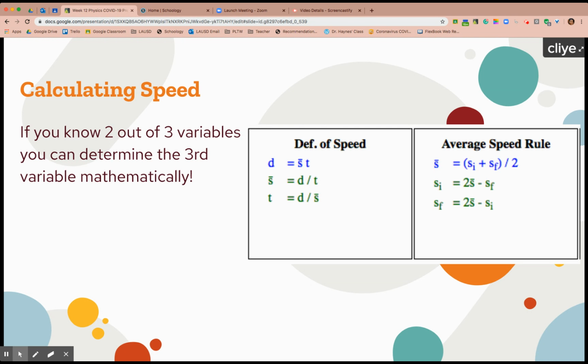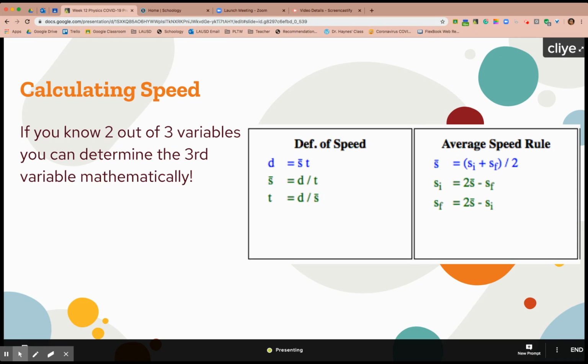And this is how you calculate speed. If you have a problem where you have 2 out of the 3 variables, you can determine the third variable mathematically. For average speed specifically, you see the S with the line at the top. If you know the average speed and the time, you can find the distance. If you know the distance and the time, you can find the average speed. And if you know the distance and the average speed, you can find the time. And remember, if you have 2 letters next to each other in physics, that means you are going to multiply them. So this is S times T.